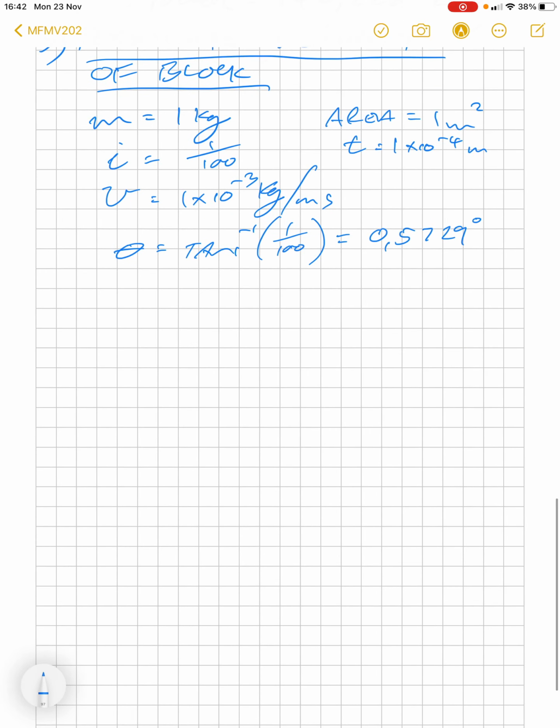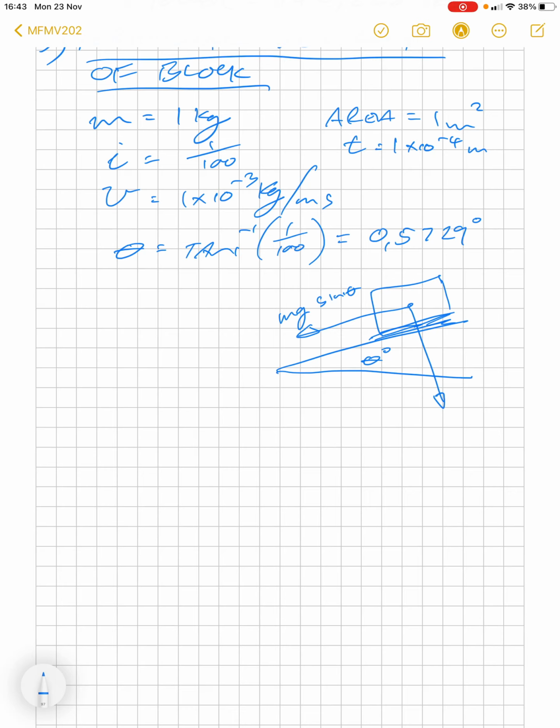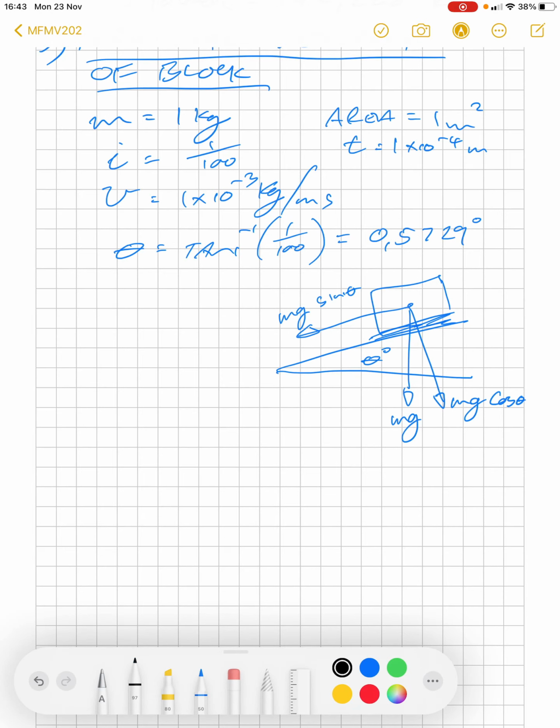Okay, let me just draw a diagram. We have a slope of theta degrees. We have a block. And we have some water. We have a force of mg sine theta bringing it down the slope, and mg cos theta bringing it towards the surface, and this would be mg.